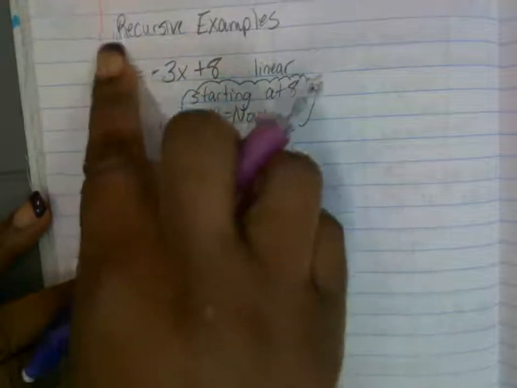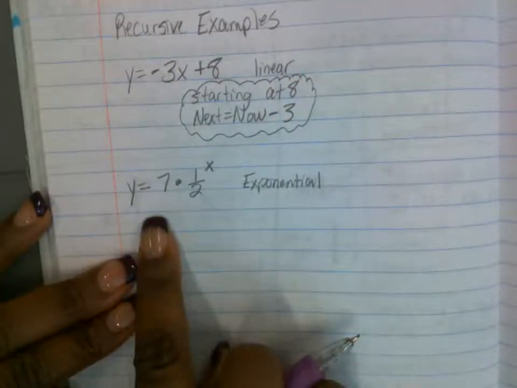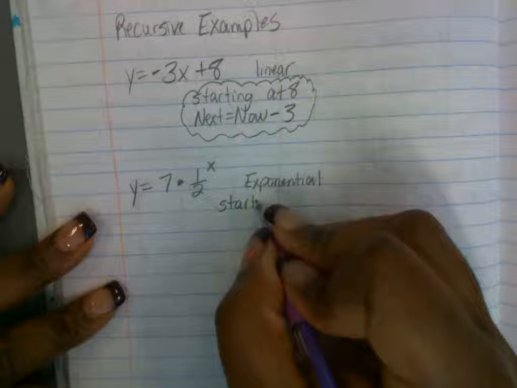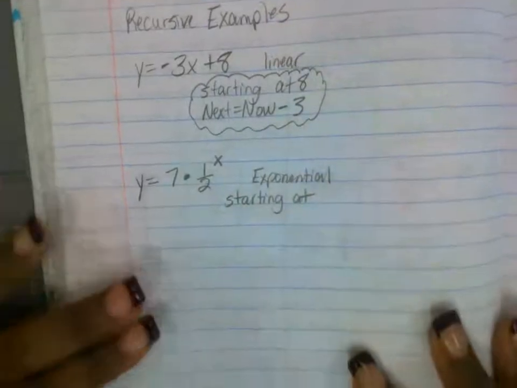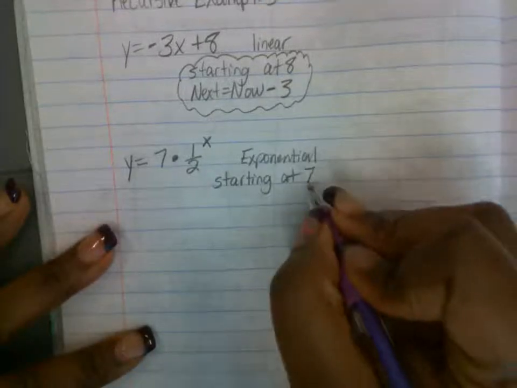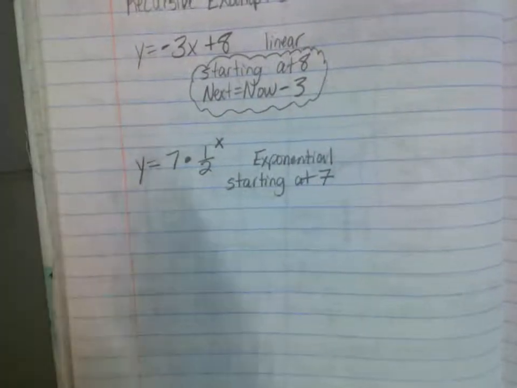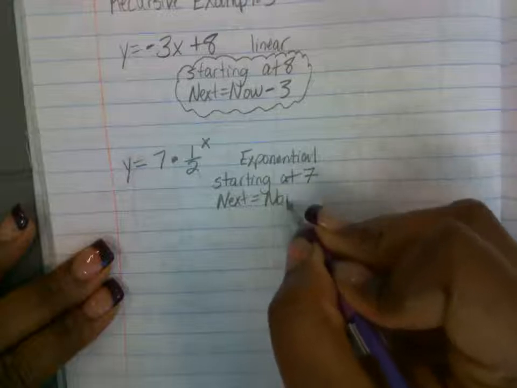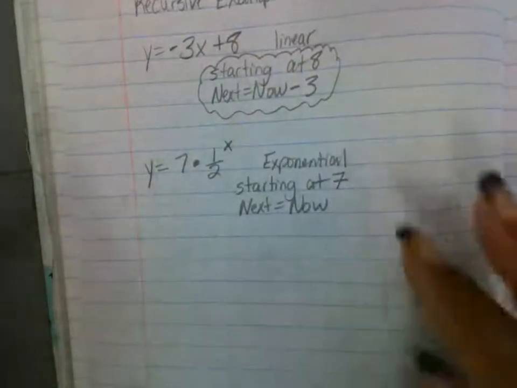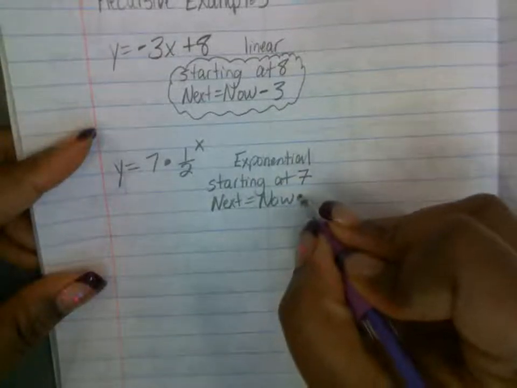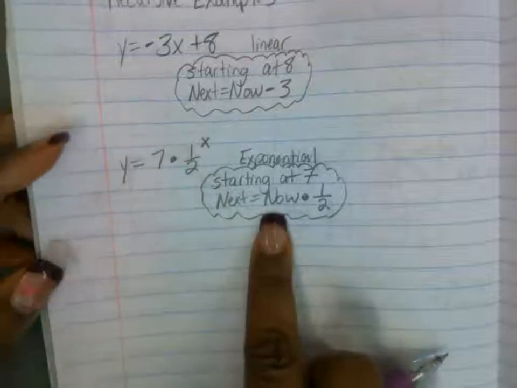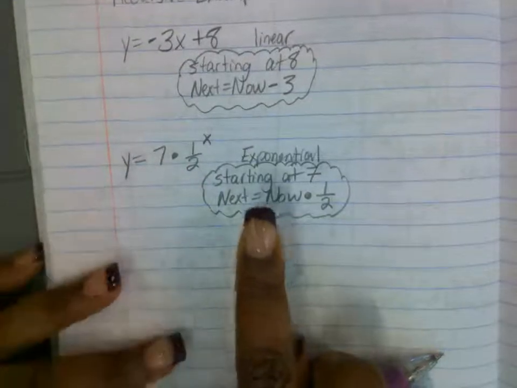All right, so now I'm going to write the recursive form for this exponential function. And the one that I'm going to use is next now, okay? So when you use next now, you write the words starting at. What's my starting number here? Seven. It's 7. Good job. I'm starting at 7. And since I'm using the next now equation, I automatically write my next number is equal to my now. And what am I doing to get the very next number? Times 1/2. So I'm going to use the dot for times here, times 1/2. And this is my exponential function written in recursive formula. Any questions about that?